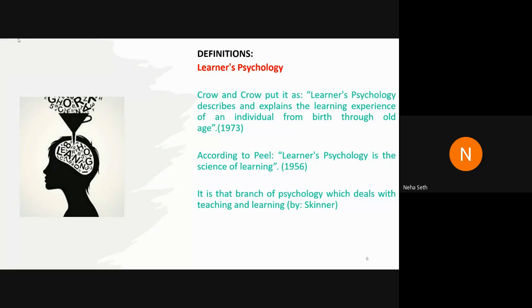So when we are trying to study behavior right from birth to old age, learning is not only about the classroom, it is throughout our life. Even an infant is learning new things every day. A toddler is learning how to walk, how to put everything into the mouth. So with time they are also learning. So Crow and Crow put his thoughts about learner psychology in this way. Now, according to Peel, learner psychology is a science of learning. It is a branch of psychology which deals with teaching and learning. This is the definition which was quoted by Skinner.